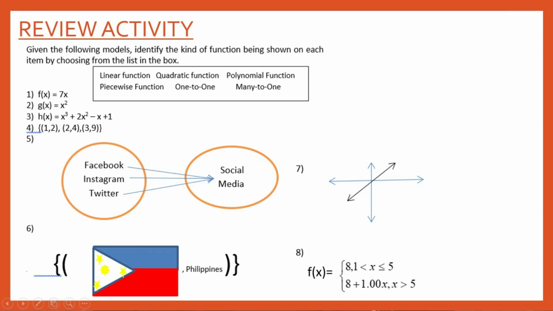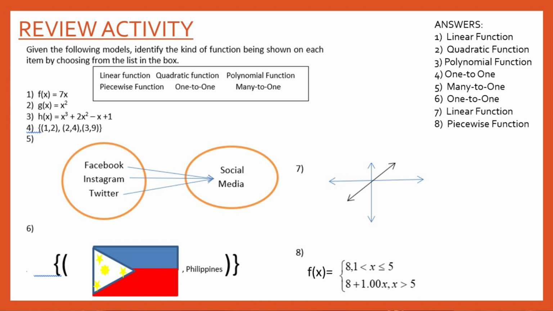Now, take time to do this review activity. This review activity is given for you to answer within 5 minutes. Given the following models, identify the kind of function being shown on each item by choosing from the list in the box. You can pause this video to give you the ample time you need, let's say 5 minutes, and then press play when you already have the answers so that we can check.